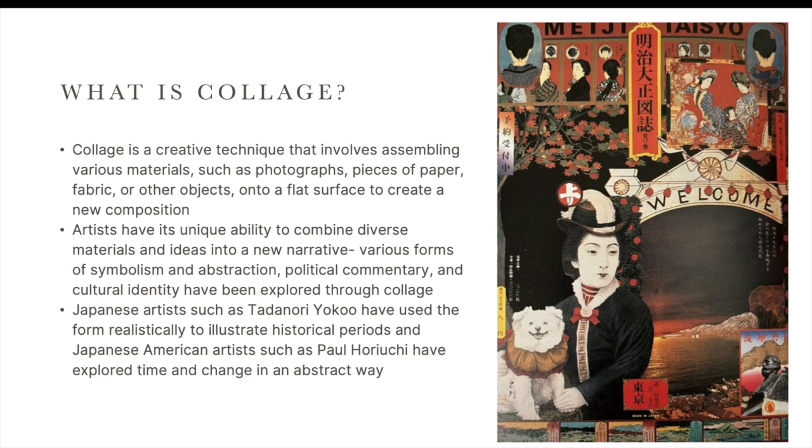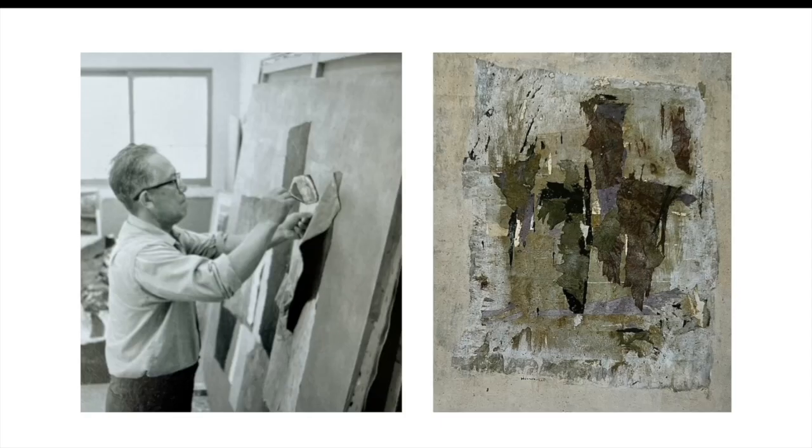Japanese artists such as Tadanori Yokoo have used the form realistically to illustrate historical periods, and Japanese American artists such as Paul Horiuchi have explored time and change in abstract ways. Here you can see Paul Horiuchi in the late 1960s at work on a large-scale collage. There, reflected on the right, is his exploration of time and change as the collage of mixed papers was exposed to various elements such as wind and rain before.